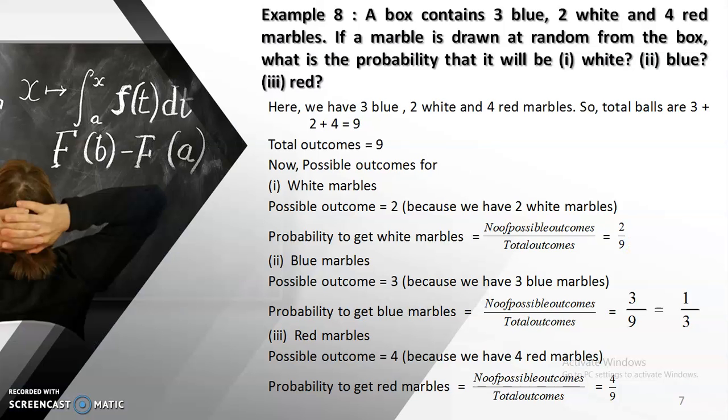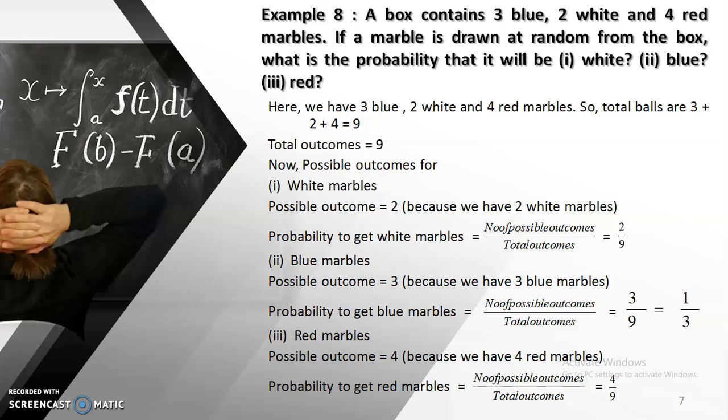Example 8. A box contains 3 blue, 2 white and 4 red marbles. If a marble is drawn at random from the box, what is the probability that it will be: first one white, second blue and third one red? So starting with the first, here we have 3 blue, 2 white and 4 red marbles. So total marbles are 3 plus 2 plus 4 equals 9. So total outcomes equal 9.